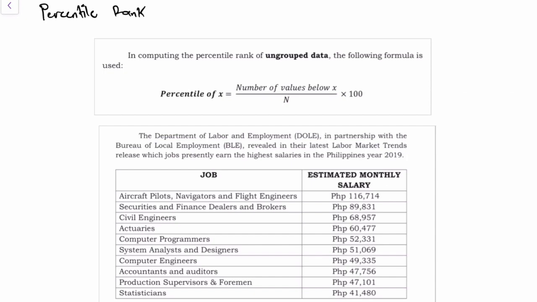For instance, if you receive a score of 95 on your mathematics test, and this score was greater than or equal to the score of 88% of the students taking the test, then your percentile rank would be 88.